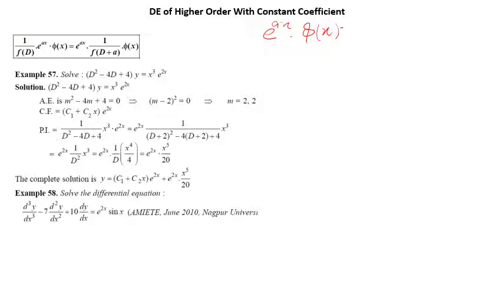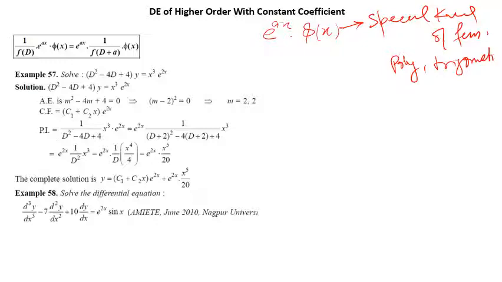What is phi x? It is not any function. It is a special kind of function. Special kind of function means polynomial, trigonometric function, right? And a product of some functions like trigonometric and polynomial. We will see in another lecture what type of function this is, but here phi x is a special type of function, an exponential function.